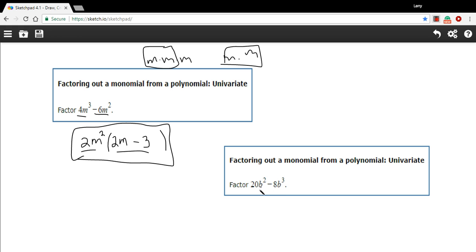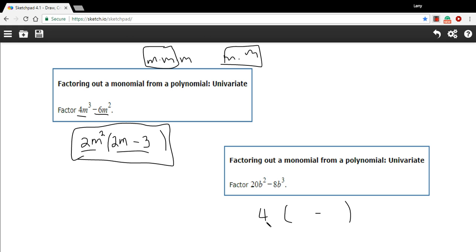Let's try this one more time just to practice it. So I'm going to set up my answer with the parentheses again. Looks like this one's got a minus sign in between. I'll stick that in there. And let's start with the number part. So what's the greatest common factor of 20 and 8? I think both of those are divisible by 4. I think that's the biggest thing we can get.